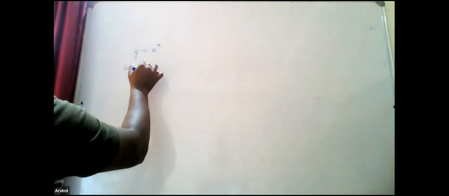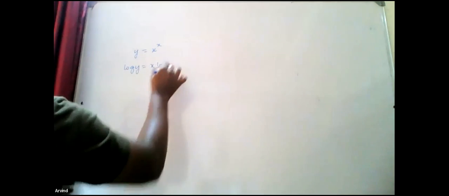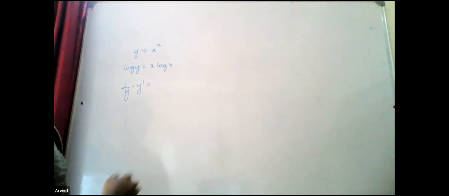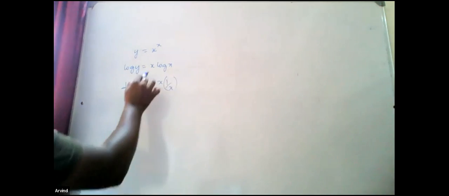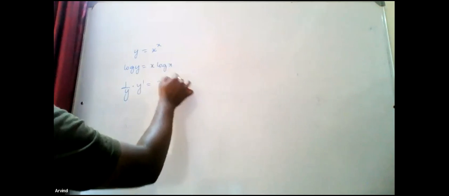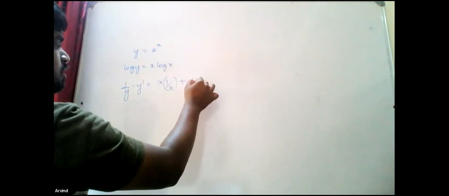To differentiate, it is function raised to function, so we'll take log on both sides. So log y is equal to x log x. Let's differentiate it: 1 by y into y dash is equal to x into 1 by x, using the product rule: x into differentiation of log x, plus log x into differentiation of x.